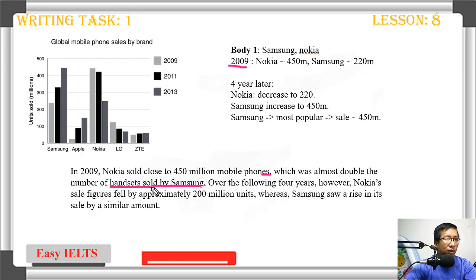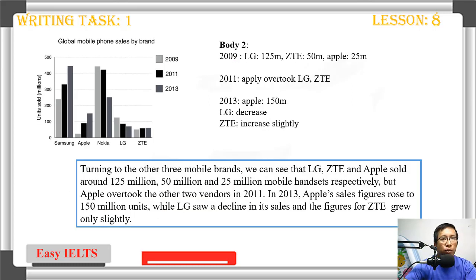Then we continue over the following 4 years. However, Nokia's sales figure fell by approximately 200 million units, whereas Samsung saw a rise in its sales by a similar amount. This structure we're going to learn in another lesson, so now it's just an example. And then we move on to body 2.